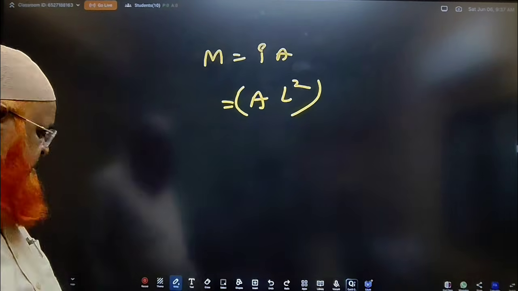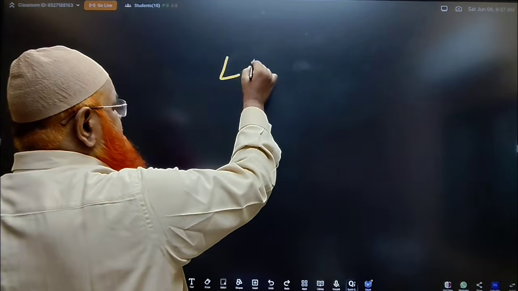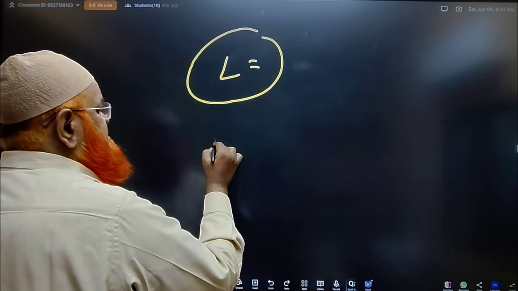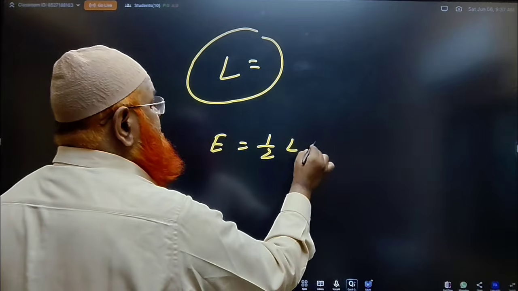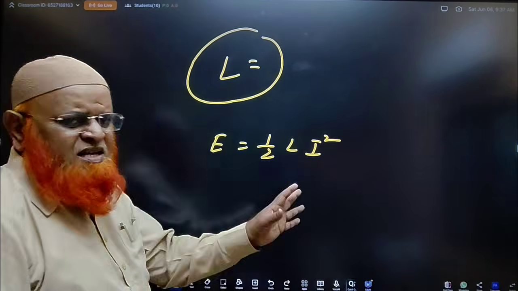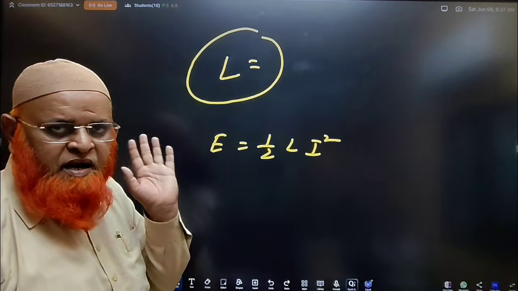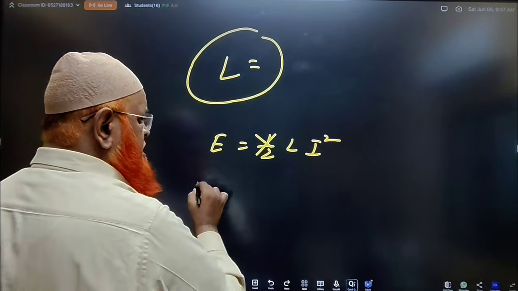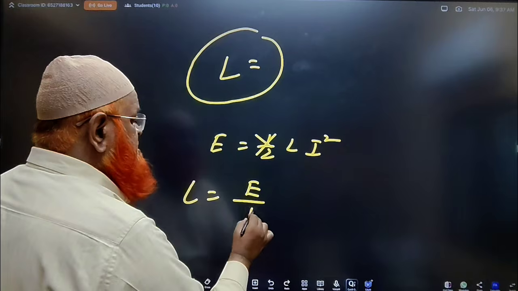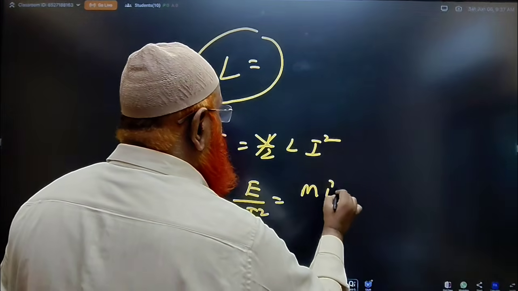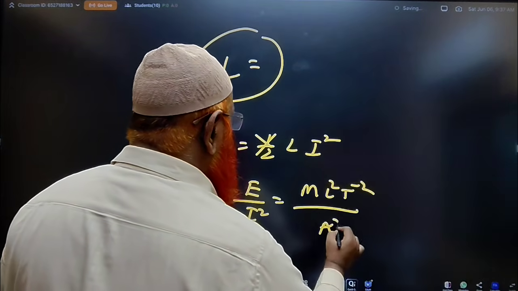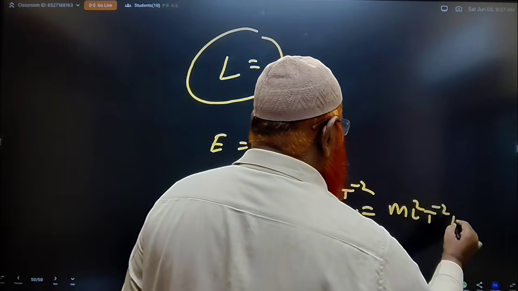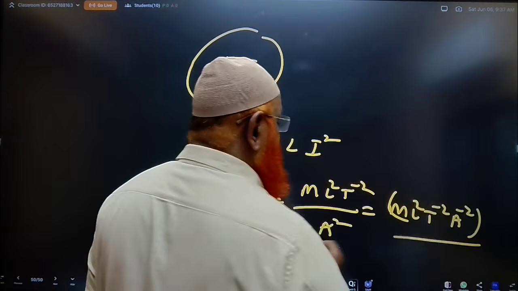Inductance. See, inductance means L. To derive the dimensional formula for inductance, the easiest method is energy is equal to half Li². Energy of an inductor is half Li², and this is the easiest formula to derive inductance. Half does not have any dimensions, so L is E by I². E means energy, ML² T^-2, and I means current, A. So the dimensional formula is going to become ML² T^-2 A^-2. Next.